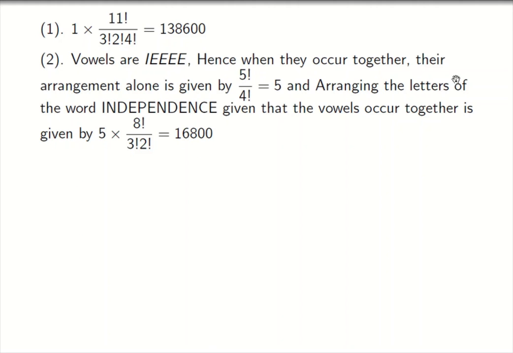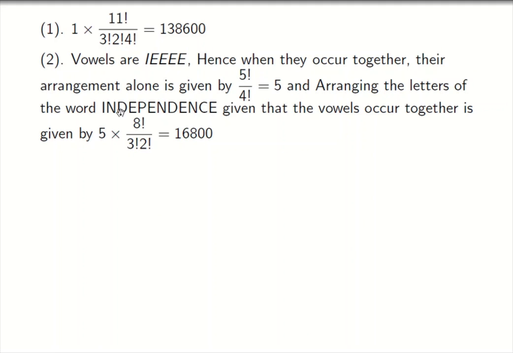When they occur together, the arrangement alone is given by 5 factorial over 4 factorial. Why? Because there is E repeating four times in only this. How many do I have here? I have 5. So it becomes 5 factorial over 4 factorial, which in computation will give me 5. And arranging the letters of the word independent, given that the vowels occur together: it means that we are seeing all the vowels as one, so we treat only the vowels as one variable.